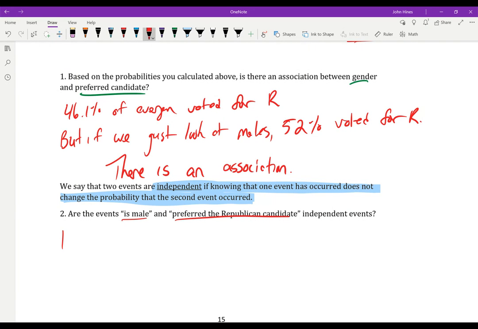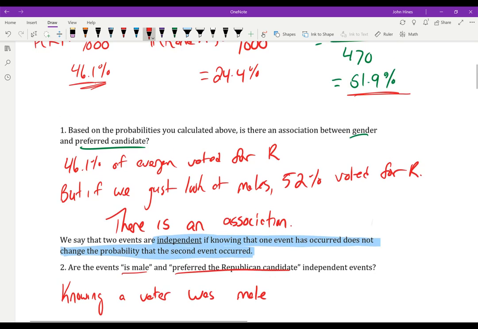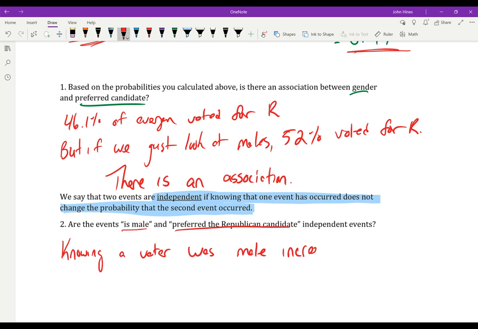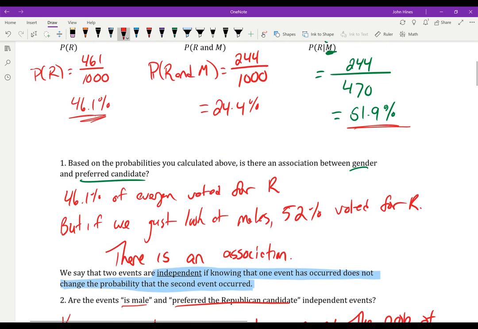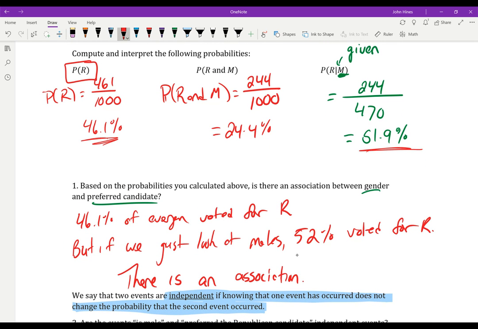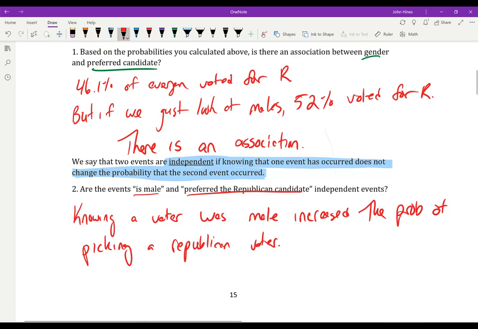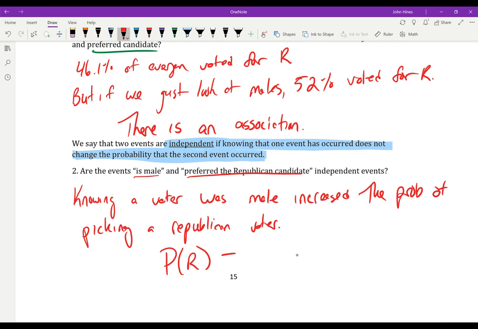Well, look what we just said. Knowing a voter was male increased the probability of picking a Republican voter. So we compare two probabilities, the probability of R and the probability of R given M. So the probability of R did not equal the probability of R given M.